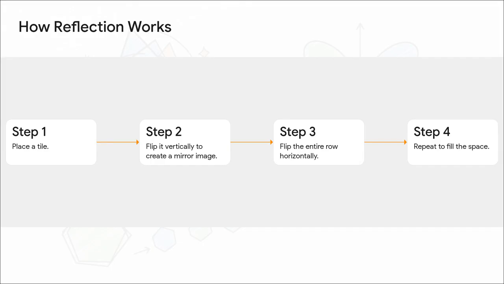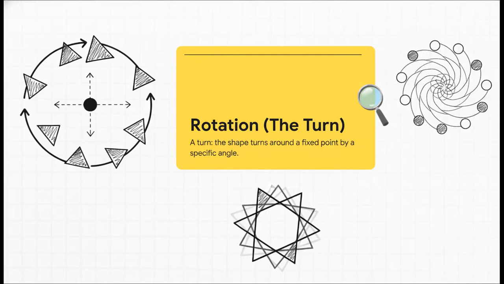And you get this beautiful alternating pattern: original, mirror, original, mirror. Then, just like before, you can take that whole row and flip it downwards. This gives you a really balanced, symmetrical feel. And last but not least, we've got rotation, aka the turn. This is how you create that feeling of motion.